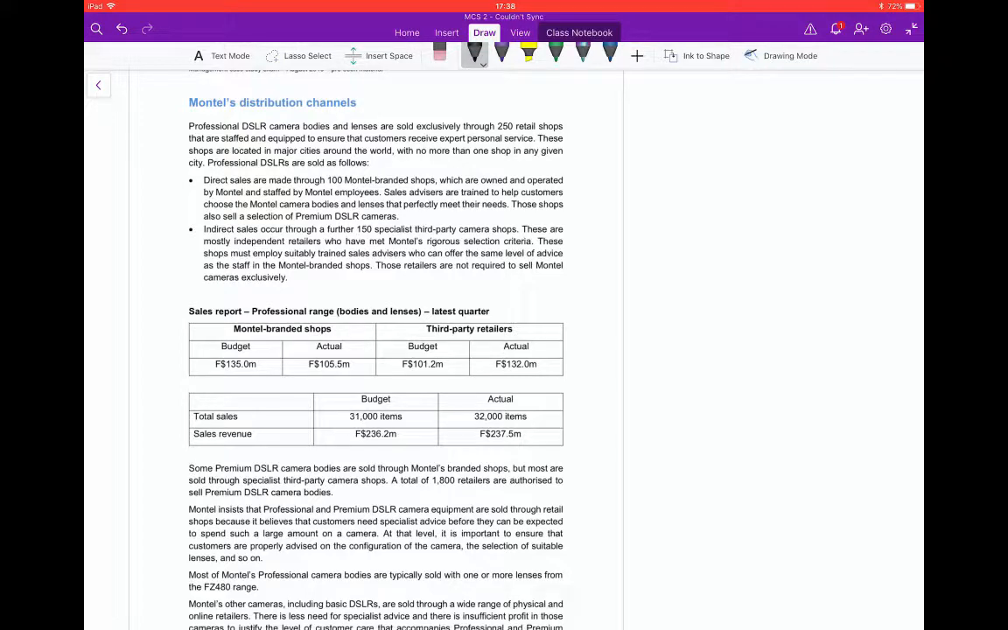However, over the page, as mentioned previously on the previous video, they do have various distribution channels, looking at the branded shops, the third-party retailers, how much money comes from each one. There's an obvious performance evaluation type question. How do you monitor the performance of each? What targets do you set? Is it going to be a different sort of target for each one?